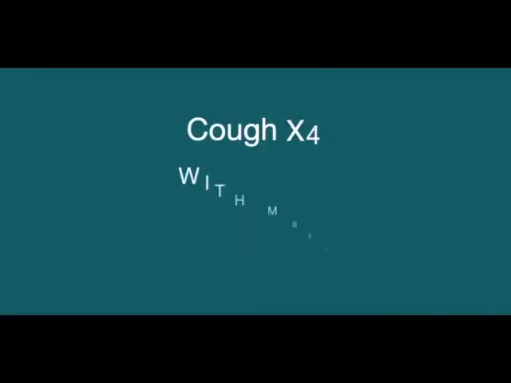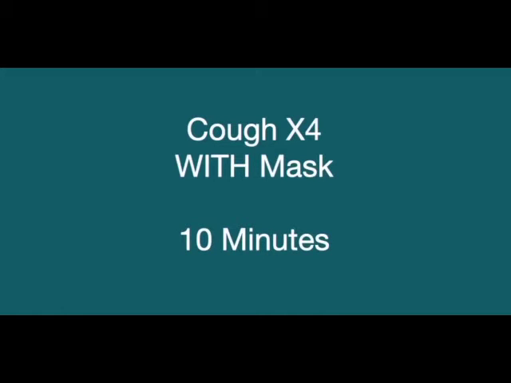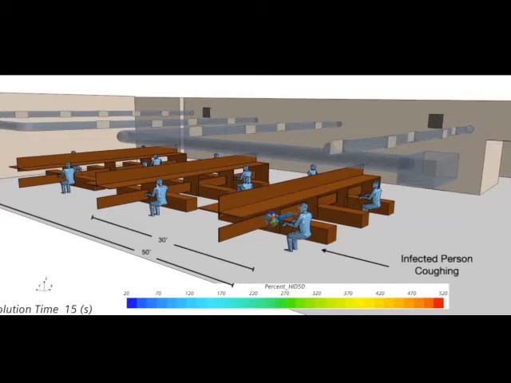So the next logical step was to model a masked infected person in our office, to first determine if we had an issue, and then secondly, begin to consider architectural mitigations. In this second animation, we've modeled our infected individual coughing 4 times in the same 10-minute period.